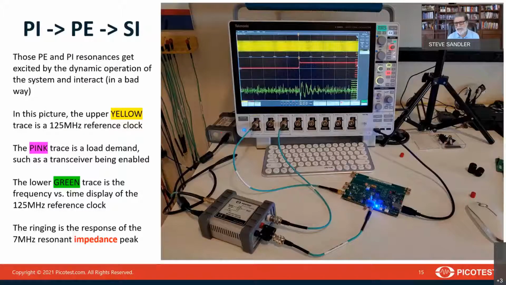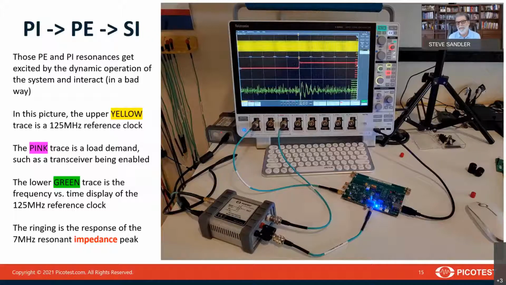And so I set up this same board again, and here I'm looking at what that looks like if I were to put a load perturbation on the power supply that the clock is connected to. And so in the top trace, I'm looking at the 125 megahertz reference clock. In the middle trace, I'm looking at the current waveform. So I'm just putting in about a 20 milliamp step into the 3-volt power supply. The bottom trace is showing me the frequency of that reference clock. And you can see that the frequency bounces in response to this transient.